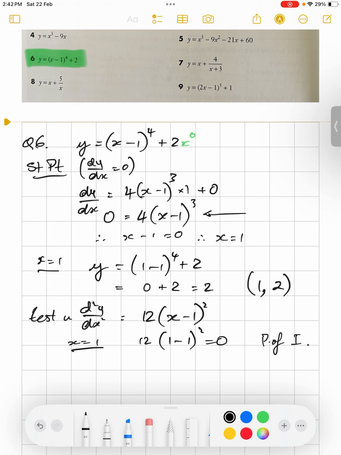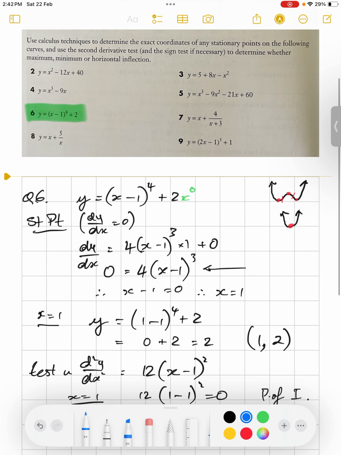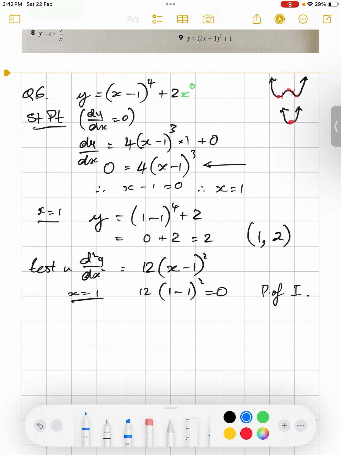So it's difficult to have a point of inflection here, because a power of 4 can have either 3 stationary points or 1 stationary point, but it can't have 2 points of inflection. Anyway, let's use our derivative test, because our question did say, and the sign test if necessary. We're going to use the sign test.